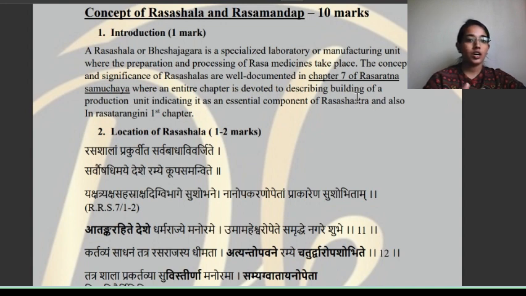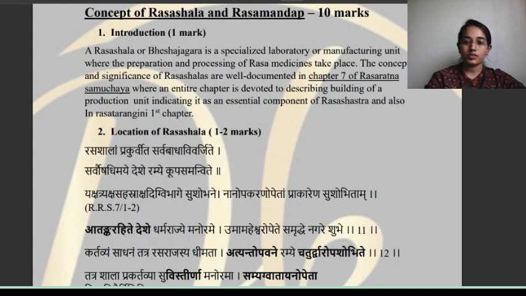The next section of your answer should be regarding the location of Rasashala. In Rasaratna Samuchaya, 7th chapter, it has been clearly mentioned where the location of Rasashala should be: Rasashalam prakurvita sarvabadha vivarjite, sarva aushadhi maye deshe ramye kupa samanvite. This means a Rasashala should be built at a place of sarvabadha vivarjite, where there are no obstacles. Also a place with sarva aushadhi maye deshe, an abundance of medicinal herbs. And it should be beautiful, that is ramya. And also kupa samanvite, that means a well should be built nearby the Rasashala.